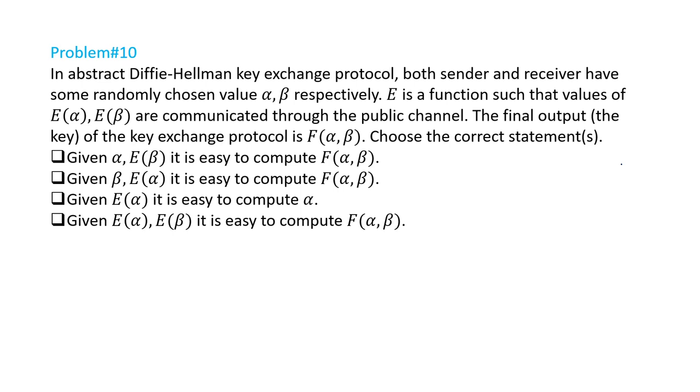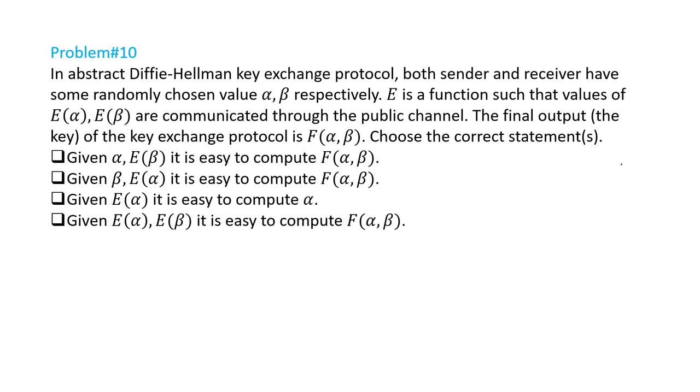In the abstract Diffie-Hellman key exchange protocol, both sender and receiver have some randomly chosen values, alpha and beta respectively. E is a function such that the values E of alpha and E of beta are communicated through the public channel. The final output, that is the key of the key exchange protocol, is f of alpha comma beta. Then choose the correct statements.